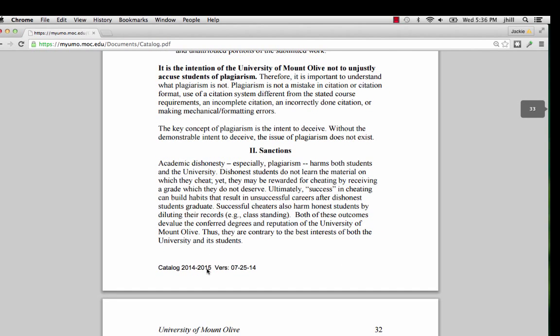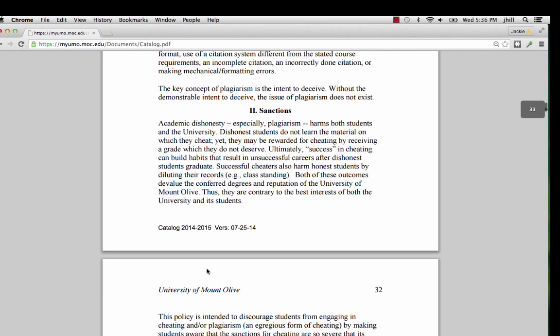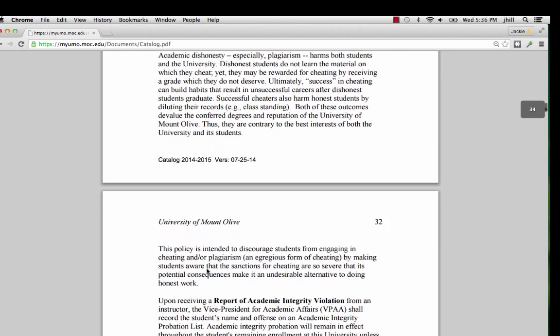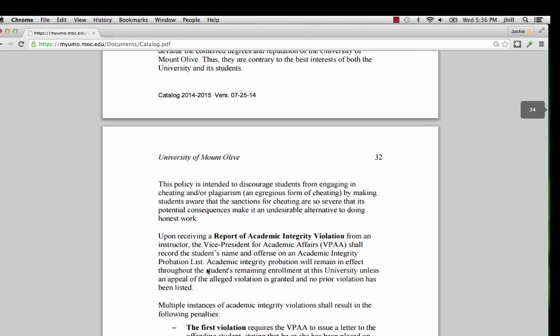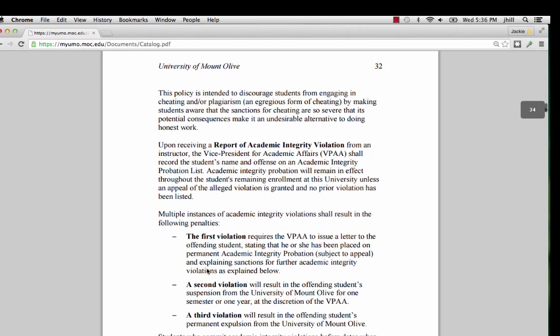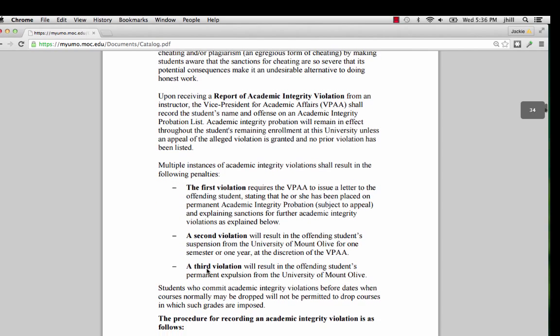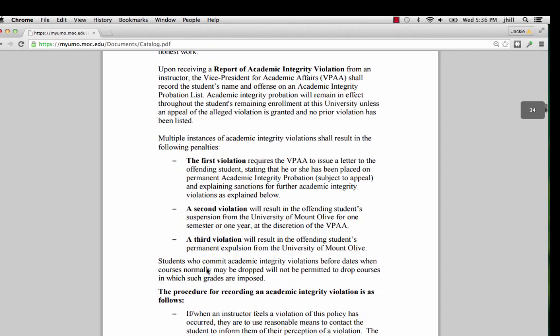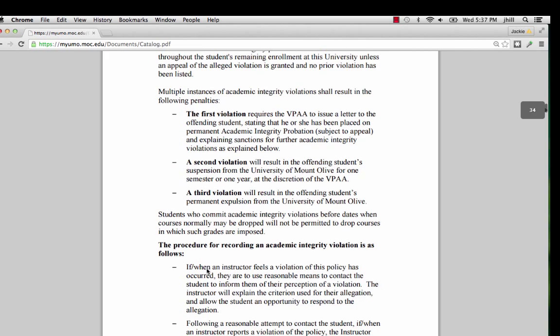The sanctions range from being reported to the Vice President of Academic Affairs to being expelled from the university, depending on the number of incidents of plagiarism. The policy also details the recourse for students if they think they have been unjustly accused of plagiarism and want to appeal their case. Please take a few moments to read this academic integrity policy in its entirety.